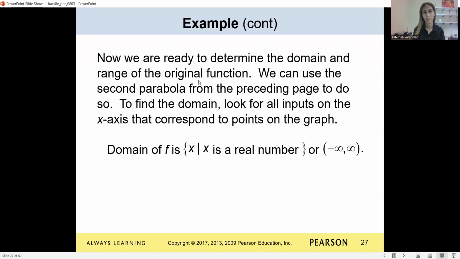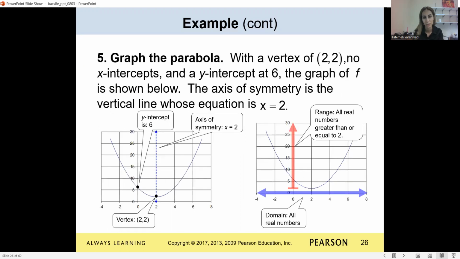Very good. Now we are ready to determine the domain and range of the function. We can use the second parabola from the preceding page to do so. To find the domain, look for all input values on the x-axis. Okay, take a look. Let's go back to the page that has the graph itself.